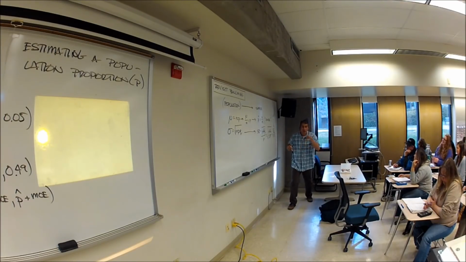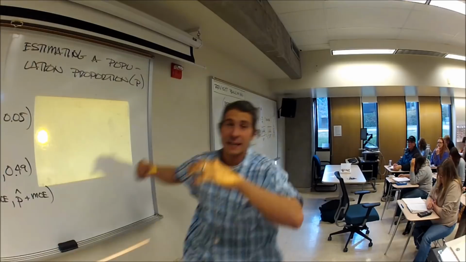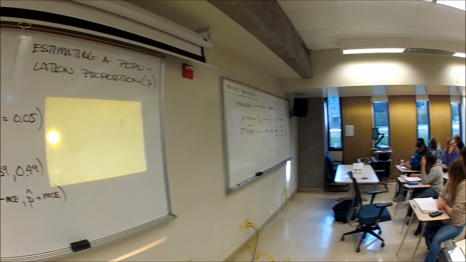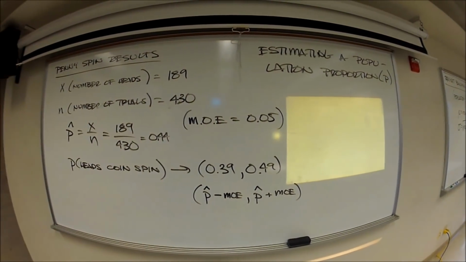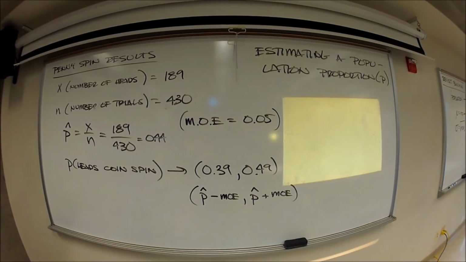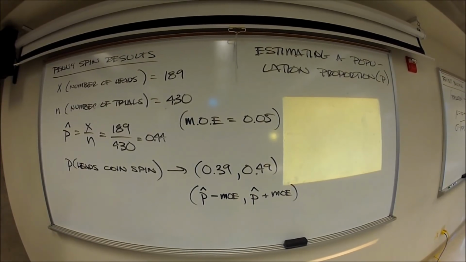Calculate this for our coin spin experiment. So I'm going to come over here and do it on the TI real quick. Yeah, Jamie, go. Saying that the standard error equals 0.39. The root of p hat times q hat over n. Yes. And that's one standard error.